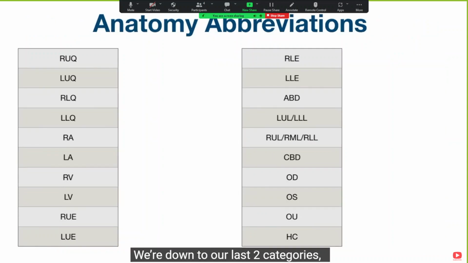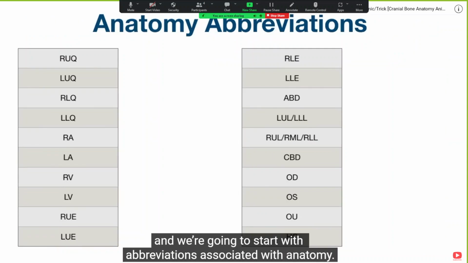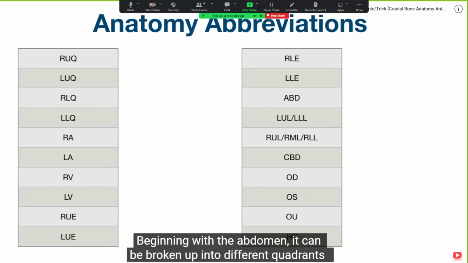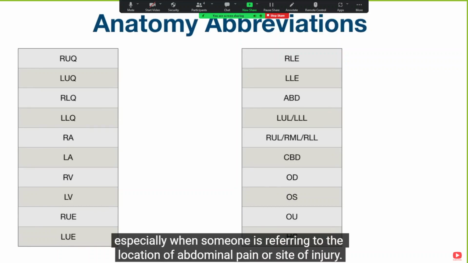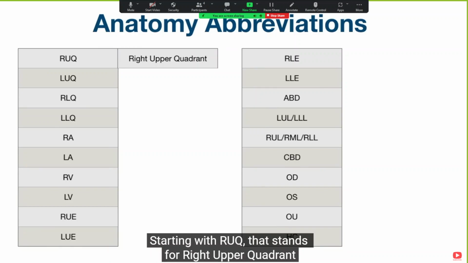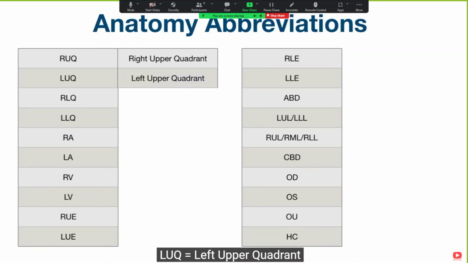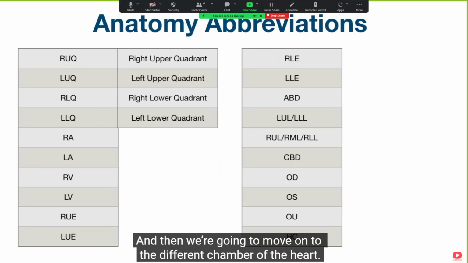We're down to our last two categories, and we're going to start with abbreviations associated with anatomy. Beginning with the abdomen, it can be broken up into different quadrants, especially when someone is referring to the location of abdominal pain or site of injury. Starting with RUQ, that stands for right upper quadrant, LUQ, left upper quadrant, RLQ, right lower quadrant, LLQ, left lower quadrant, and then we're going to move on to the different chambers of the heart.